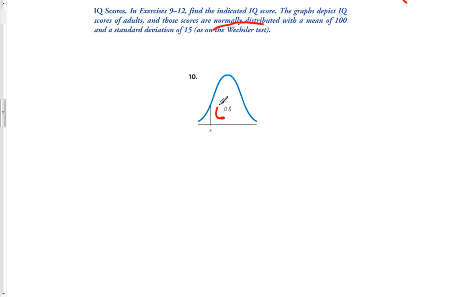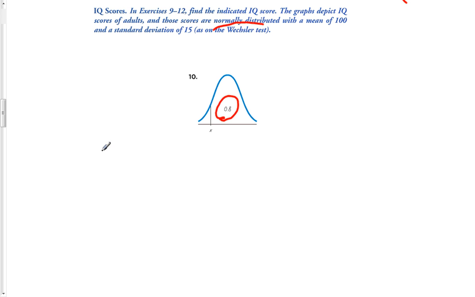And what we need to do is find the z-score that separates the top 80% from the bottom 20%. This is the 20th percentile, actually. We're finding the z-score that represents the 20th percentile, and that will give us the 20th percentile of IQ scores, the score that separates the bottom 20% of IQ scores from the top 80%.